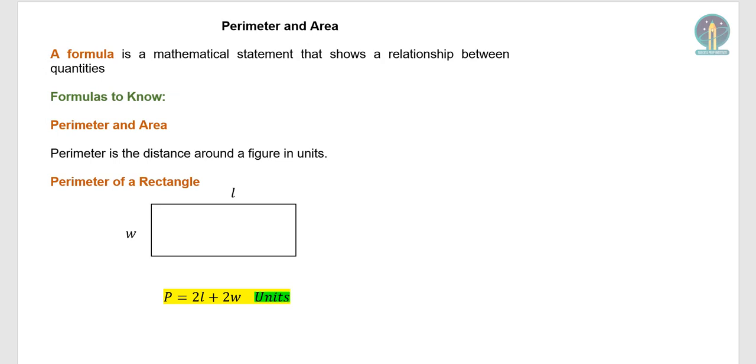So in this concept, we're going to talk about perimeters and areas. We introduced the concept of a formula, which is a mathematical statement showing a relationship between different quantities. And in this concept, we're going to apply the concept of a formula. We're going to look at formulas for some geometric shapes, namely finding the perimeters and the areas of such geometric shapes. Now, the perimeter is the distance around a figure in whatever units the figure is measured in.